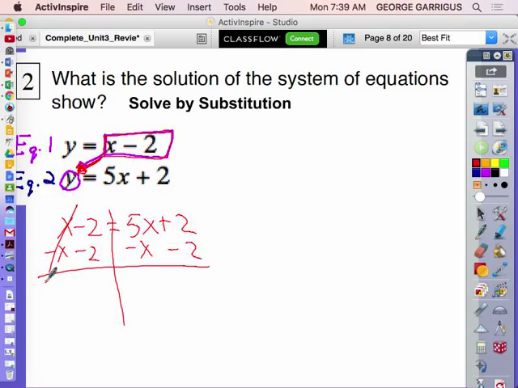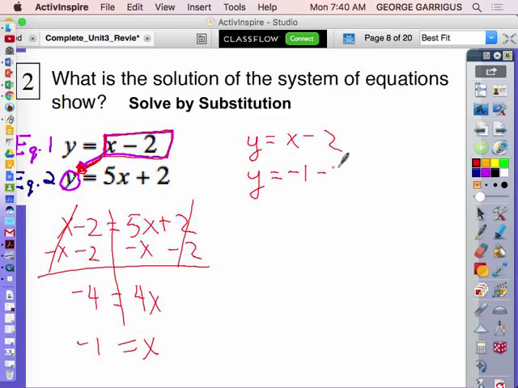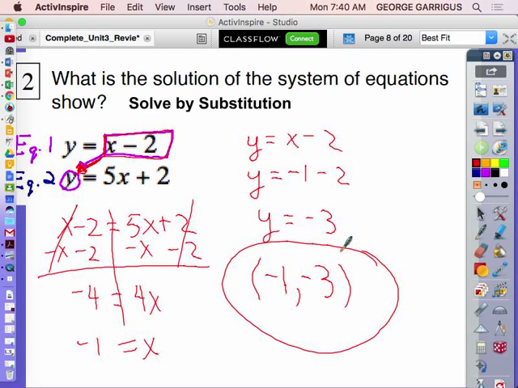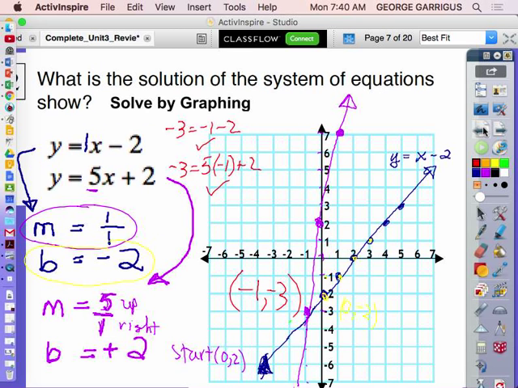x minus x is 0. 2 minus 2 is 0. And I get negative 4 equals 4x. So x equals negative 1, which we had in the graph. So if x is negative 1, then y equals x minus 2. And we know x is negative 1, so we put negative 1 minus 2. y equals negative 3. It's very elegant. Negative 1, comma, negative 3 is your final answer. It matches the answer from the previous page that you can see right there.